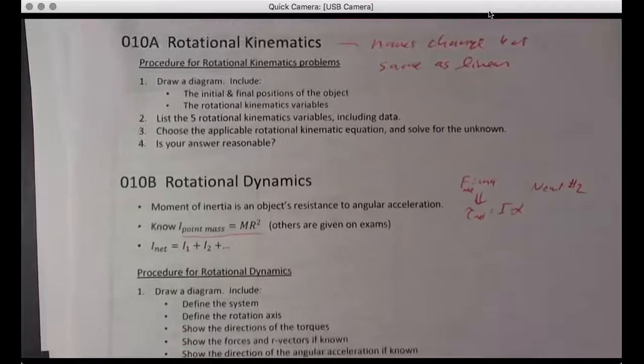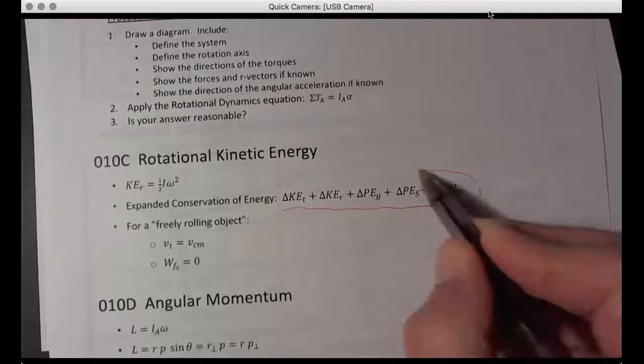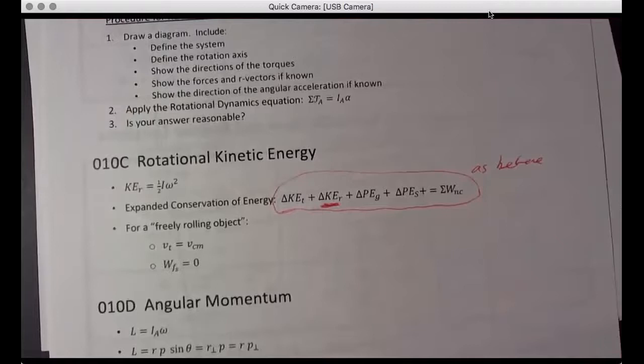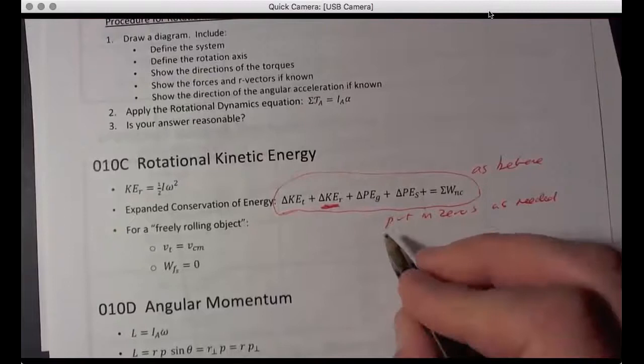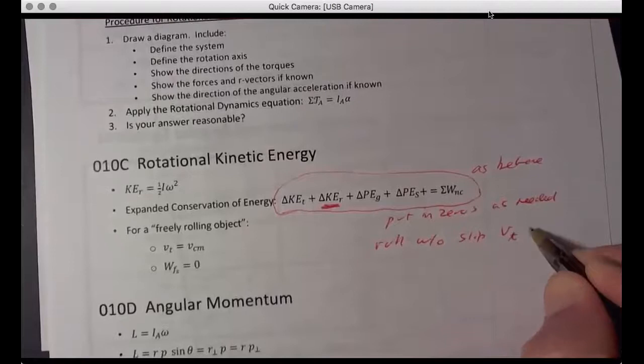Rotational kinetic energy, okay. It's the same energy formula, but you have this. It's about the only change. Put zeros in as needed. And of course you roll without slip, I did that before. You have V tangential equals V center of mass is R omega.